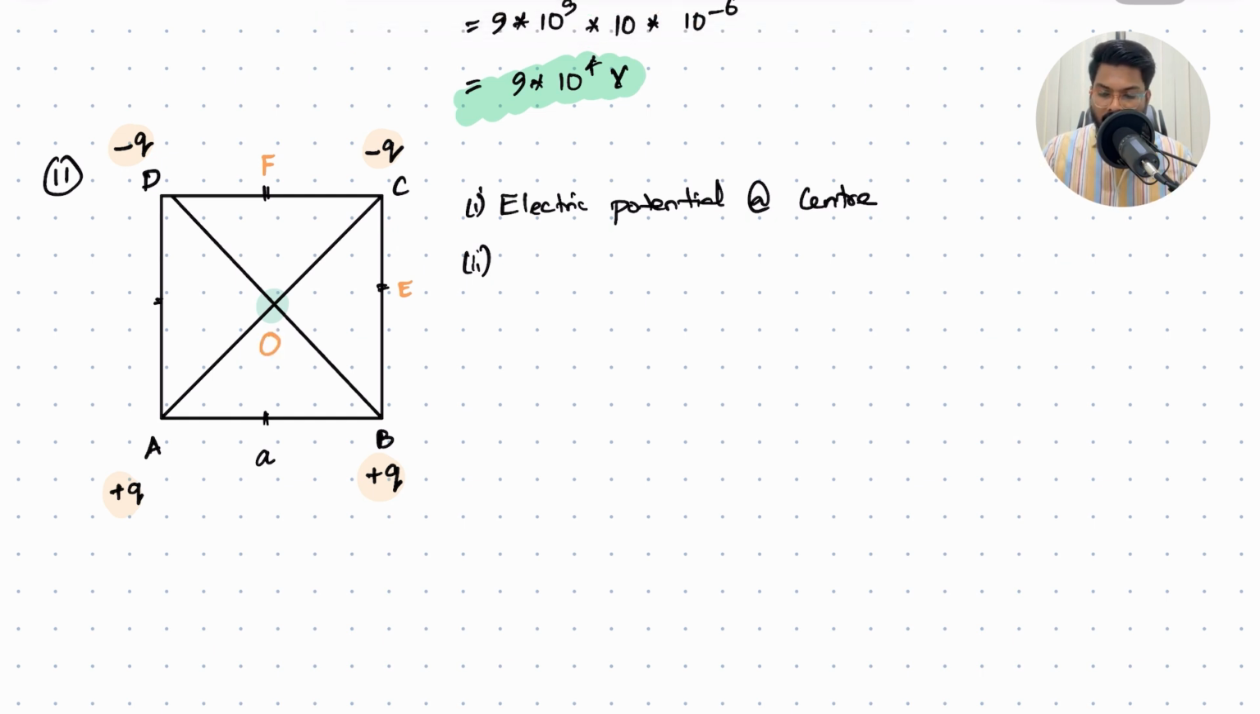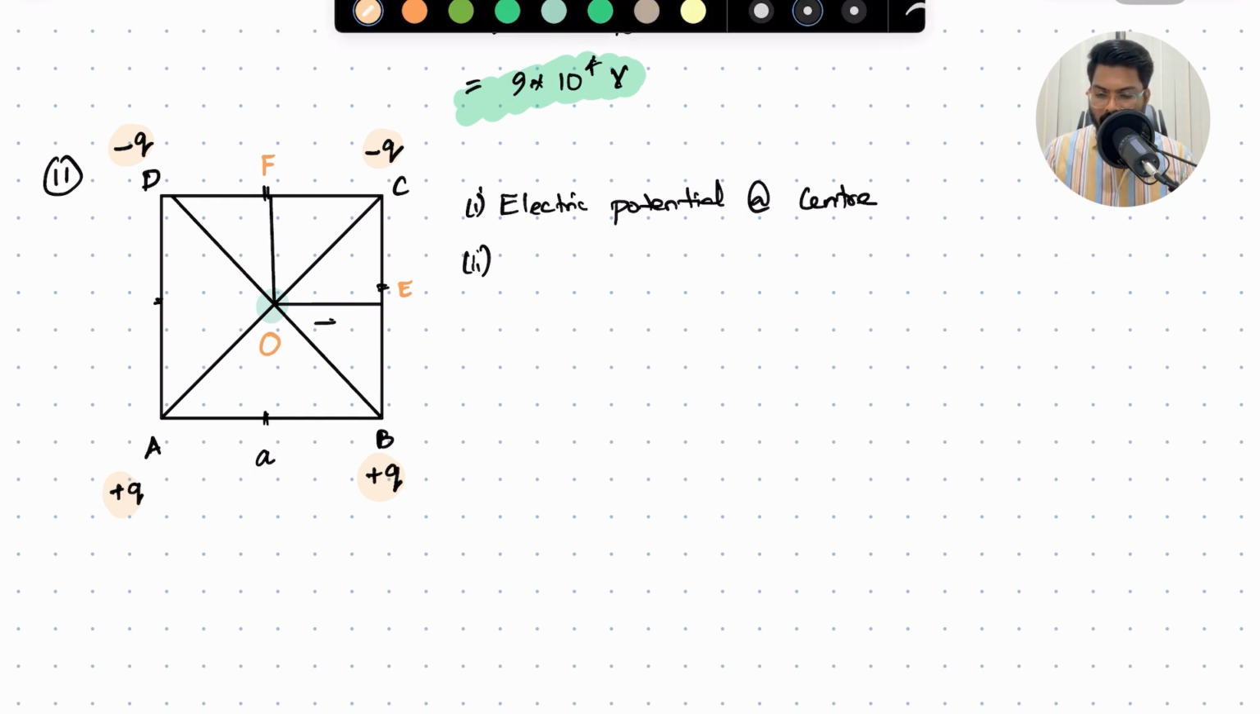So I'm taking a charge from O to E and F. So let's say I'm moving a charge of q. What is the work done in moving the charge from O to F and O to E?